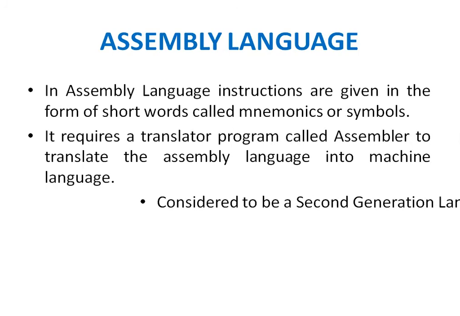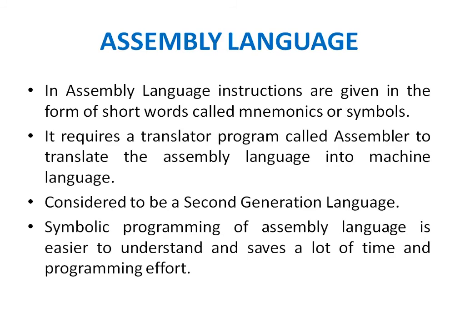Assembly language. In assembly language, instructions are given in the form of short words called mnemonics or symbols. It requires a translator program called an assembler to translate the assembly language into machine language. Assembly language is considered to be a second generation language. The symbolic programming of assembly language is easier to understand and saves a lot of time and effort of the programmer.